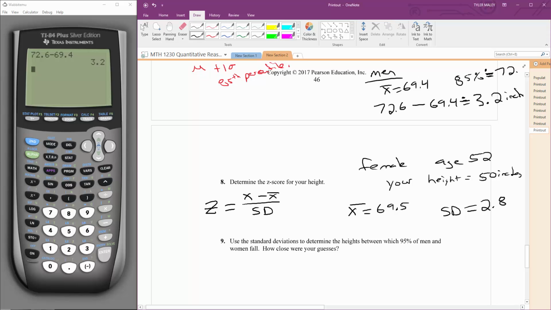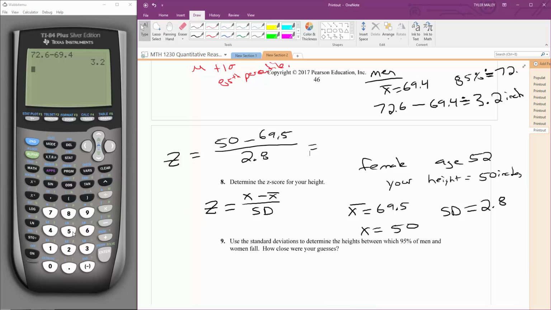And this female's height is 50 inches. So this is x. X is 50. So just plug this in to get z, right? So z would equal 50 minus x bar 69.5 all over a standard deviation of 2.8. Right, so 50 minus 69.5 divided by 2.8.